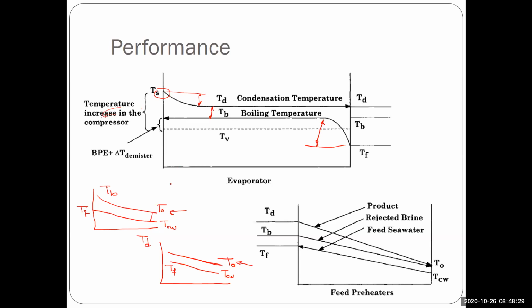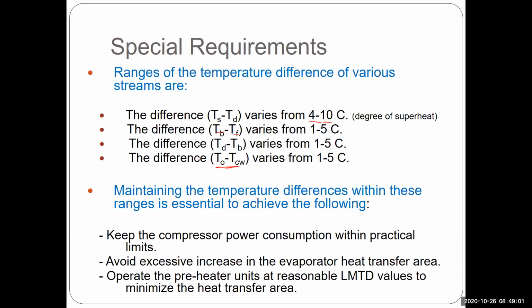Because we are going to make use of this temperature difference in calculating the heat transfer areas. And we need to make sure that the size of the heat exchangers will not be too big. If it is too big, then the initial cost is going to be too high. If the initial cost is too high, then the water cost will be high. So in order to have the operation in a way that is economic in terms of the cost of the produced water, these temperature differences are going to be kept. So these are some sort of a recommended range of temperature differences within the unit.